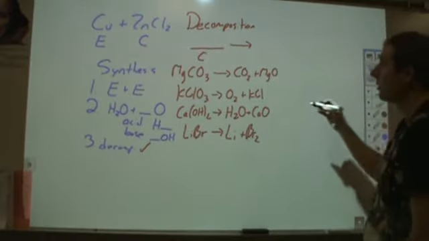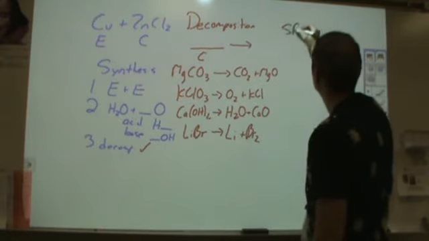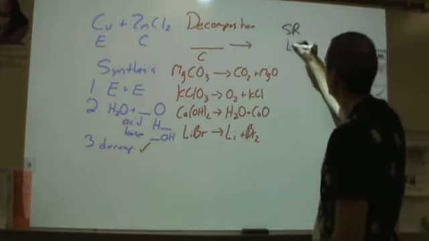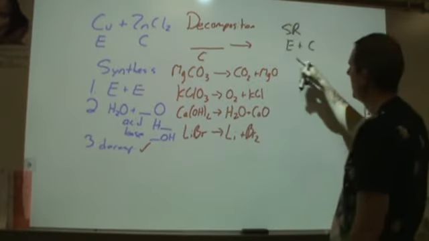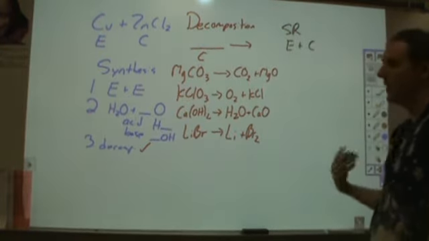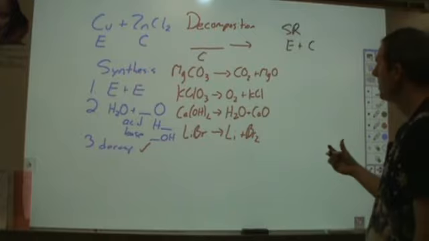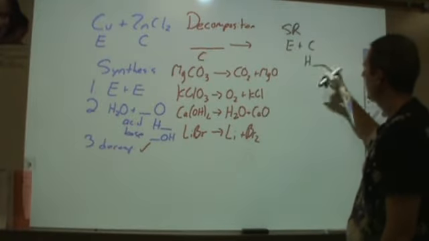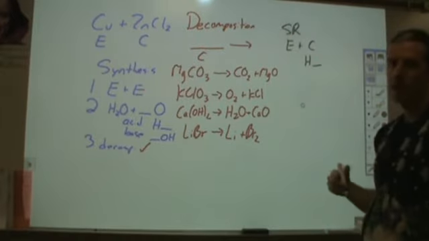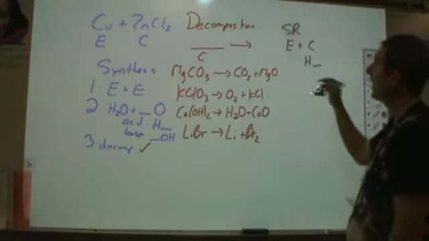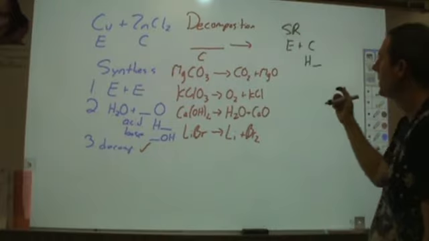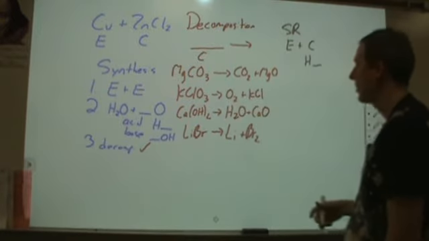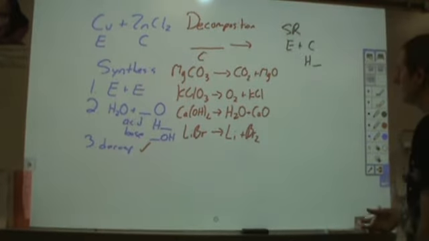Alright, for single replacement, you're going to be looking at an element and a compound. If the element is a halogen, you're going to do a halogen displacement. And if the compound is an acid, it has H something, you're going to do a metal displacing the hydrogen. Okay, but any element and compound will be single replacement, with the exception of a couple synthesis reactions that you're probably not going to see.